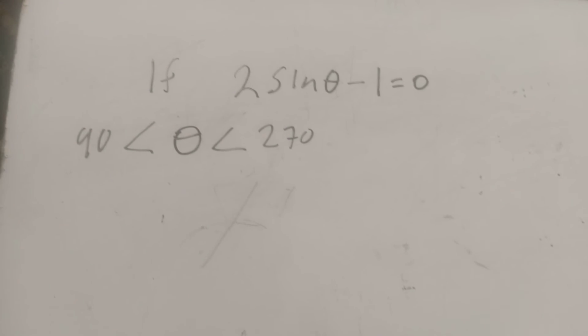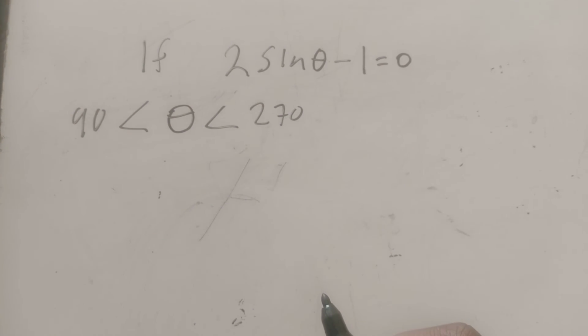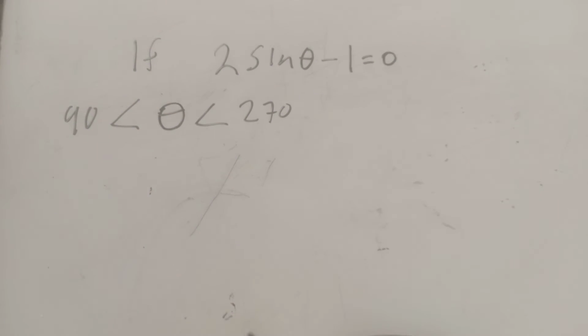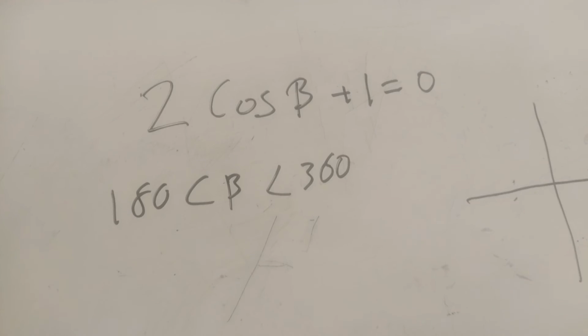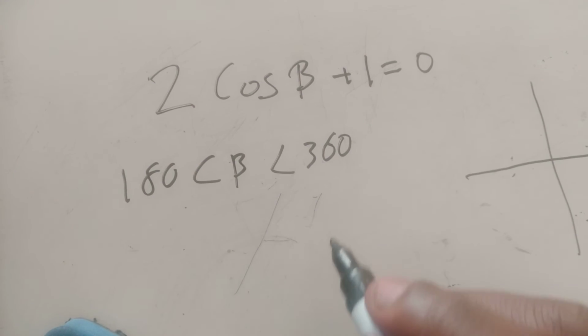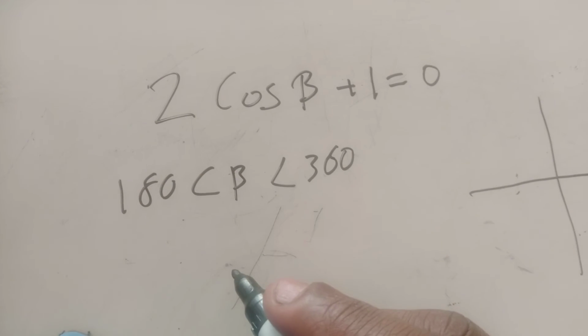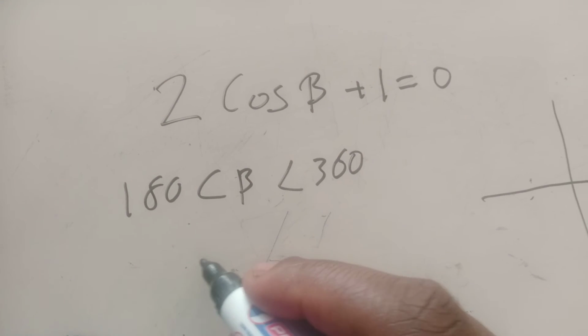So I showed you how to answer the questions. Now let's just master the part of drawing which quadrant is correct. Here is another example. So beta is between 180 and 360, and they gave you this. For us to determine the right quadrant to draw, we have to solve.